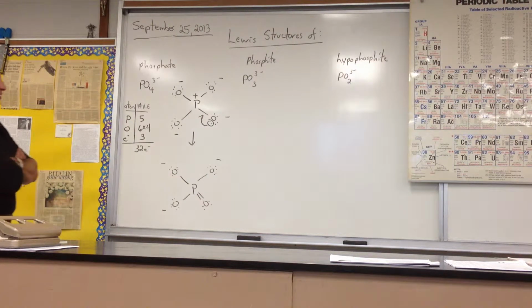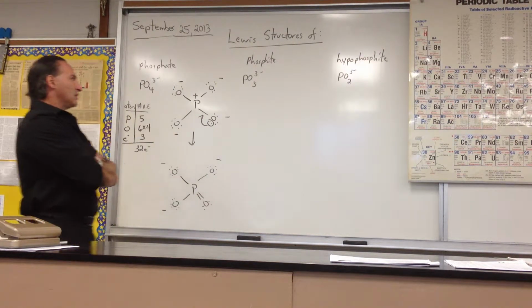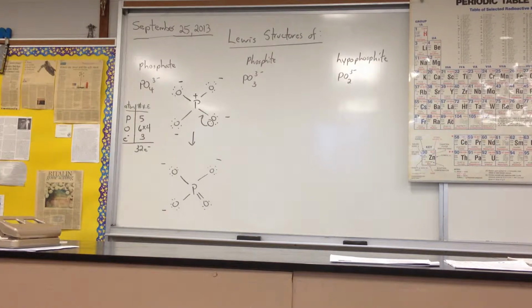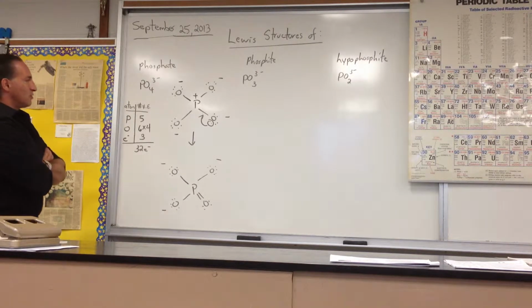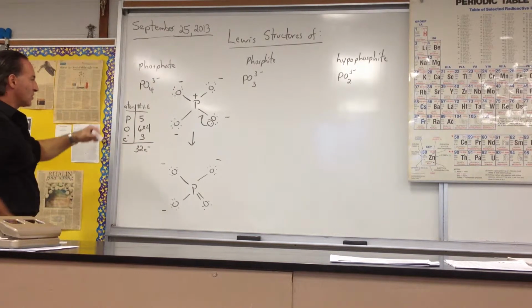Okay, we're going to look at the Lewis structures of phosphate, phosphite, and hypophosphite, a couple of three polyatomic ions. Whenever I draw a Lewis structure, I like to keep an accounting of how many electrons are in the molecule, and I encourage you to do the same thing.